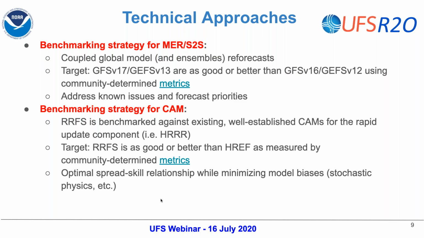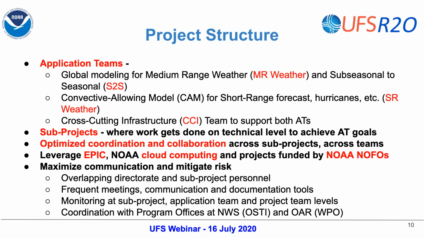Thinking, for example, with the convective allowing model, of the optimal spread skill relationship to take best advantage of our ensembles, but also minimizing model biases. So it's quite a large project. It's involving, as you saw with the list of logos on the first slide, a very large number of organizations, and I have a couple of metrics about that in a minute.